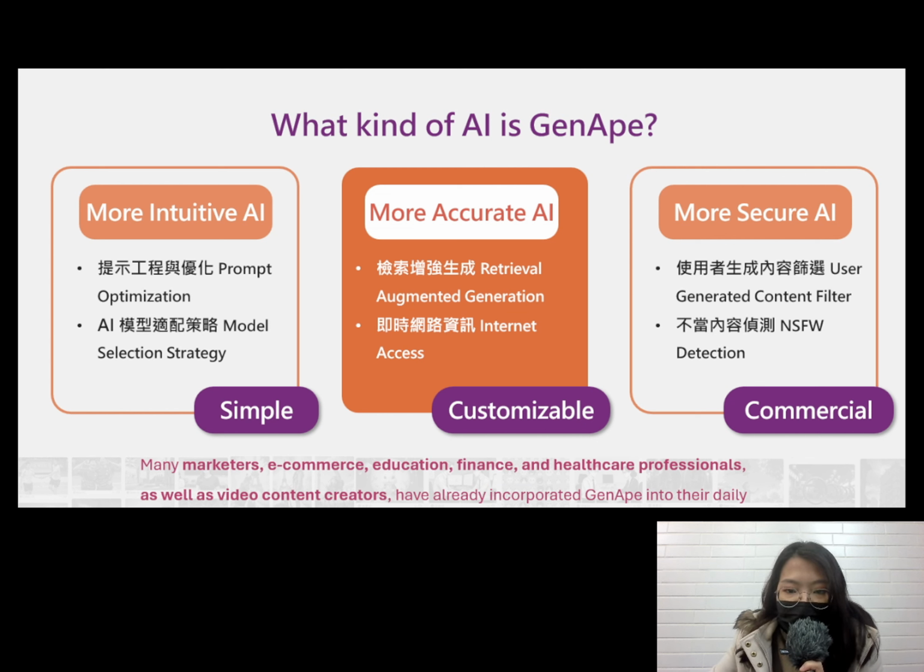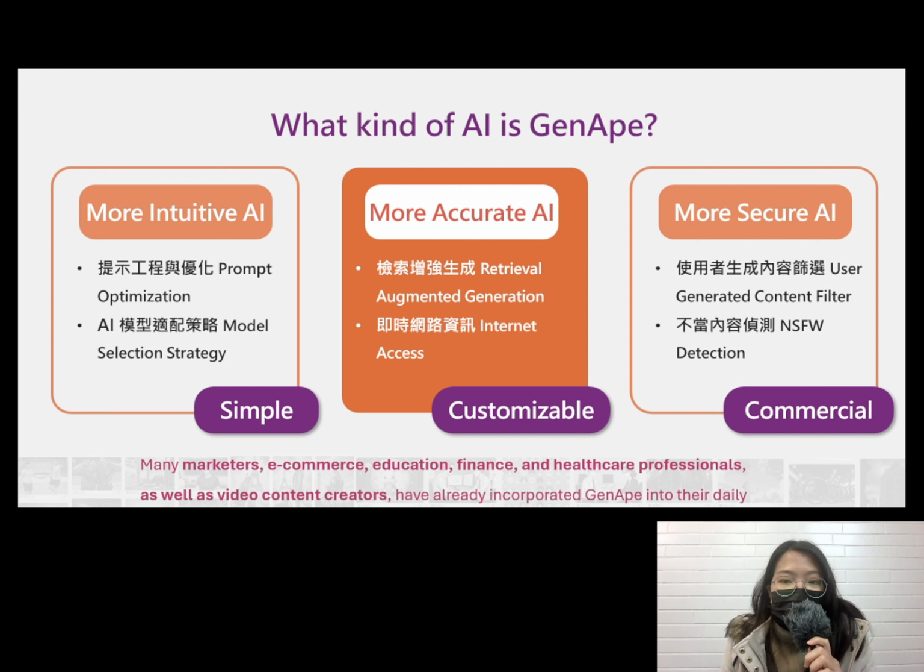In addition, we now support real-time web information. GenApe enables the real-time retrieval of the latest web content, which is particularly useful for applications such as market analysis and news generation. This ensures users always have access to the most up-to-date information.